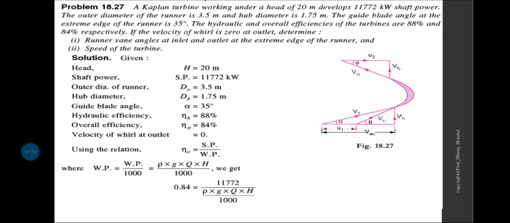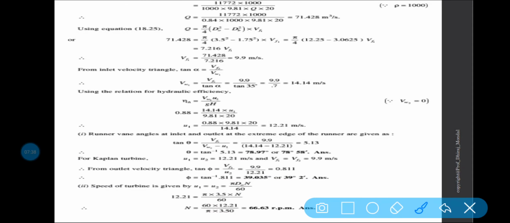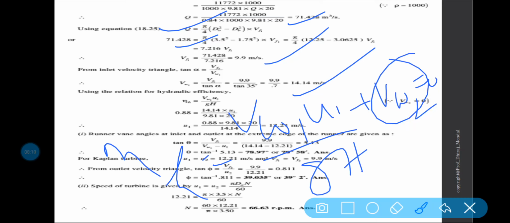Now if it is clear, come to the hydraulic efficiency. The hydraulic efficiency is given. So this is your discharge. How much discharge? Discharge is 71.4 meter cube per second. Now put the value, you will get vf1, and from that you will get vw1. Now hydraulic efficiency is equal to what? vw1 u1 by gH. Why have I written this? Because vw2 is equal to 0, so that part will be 0.